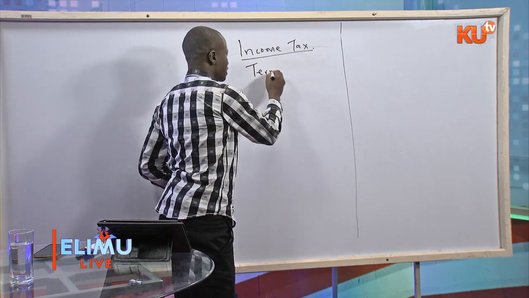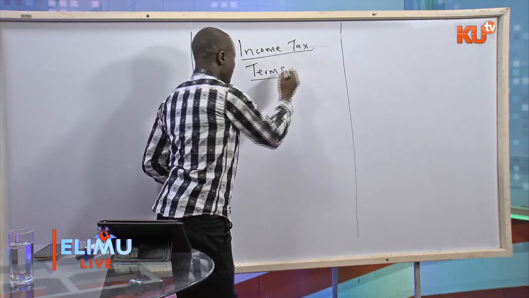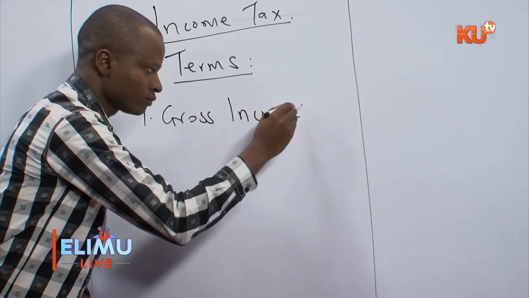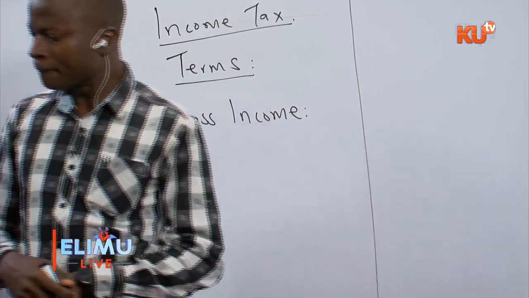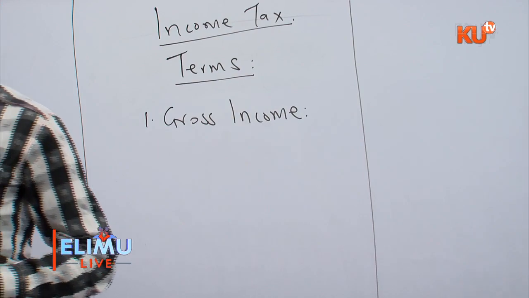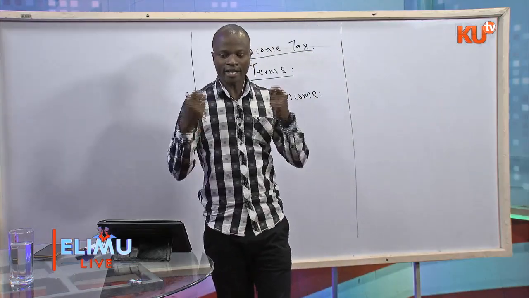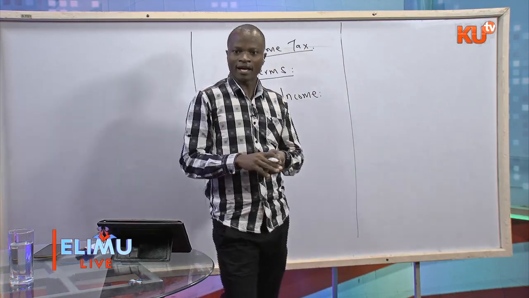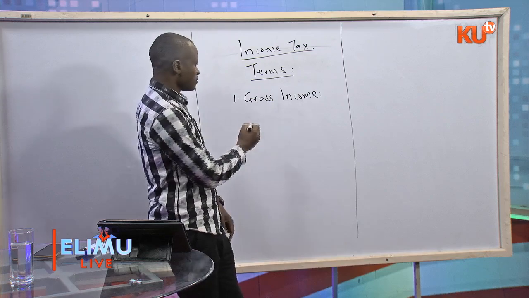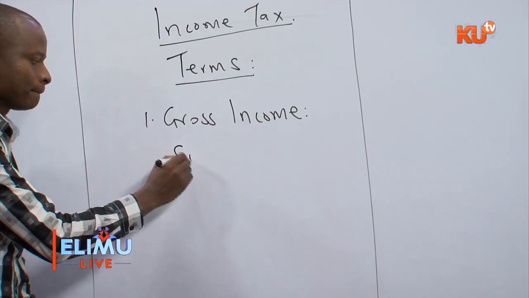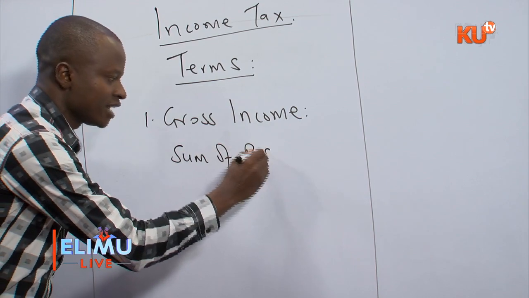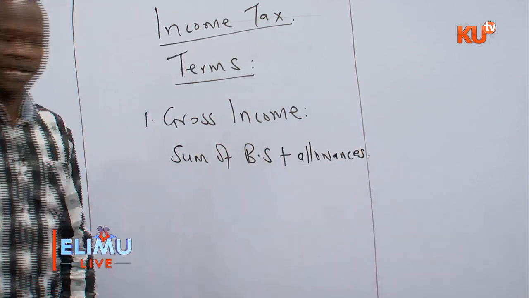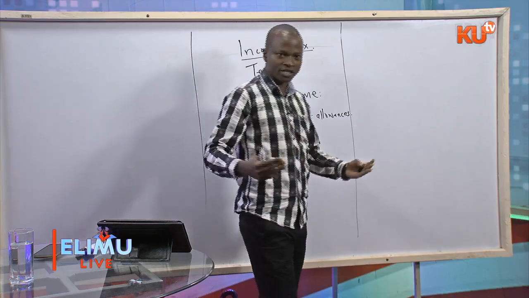Now, the first term that you need to understand is gross income. So the terms associated with income tax. The first one is called gross income. Now, what is gross income? Gross income is the total income that an individual earns plus all other allowances. So in simple terms, gross income is the sum of the basic salary plus allowances.